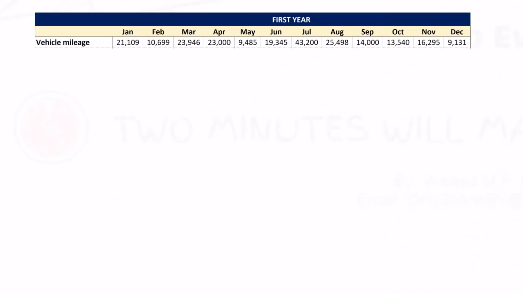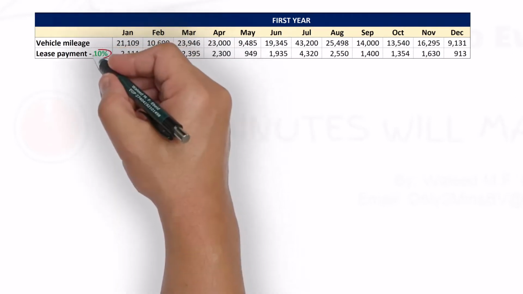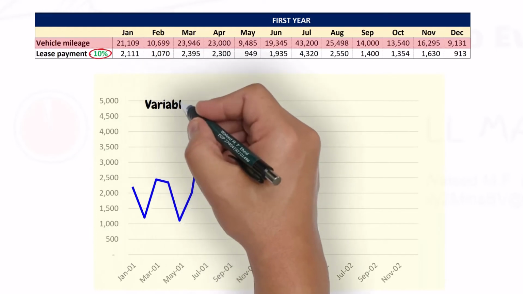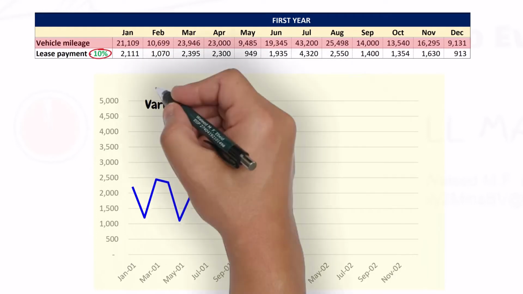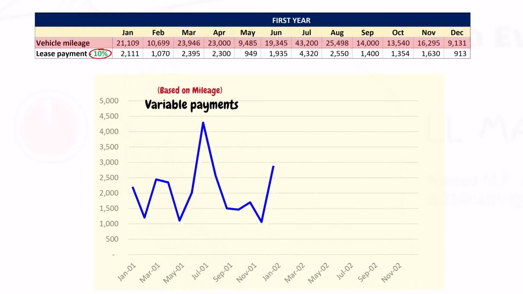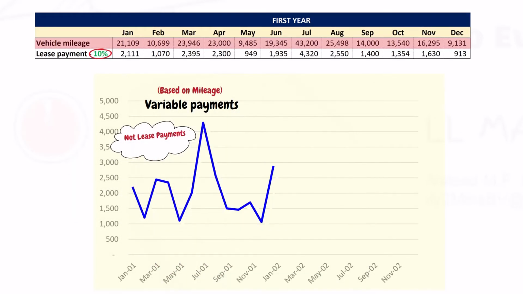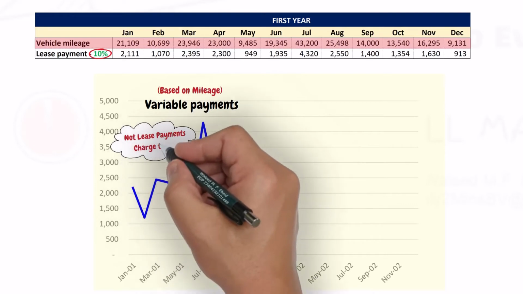Here is the monthly mileage driven by the vehicle during the first year, and the lease payments during the first year as 10% from the monthly mileage. These payments are variable payments that are based on a variable other than an index or a rate, and therefore, are not included in the measurement of lease payments. Instead, they are charged to the profit and loss.